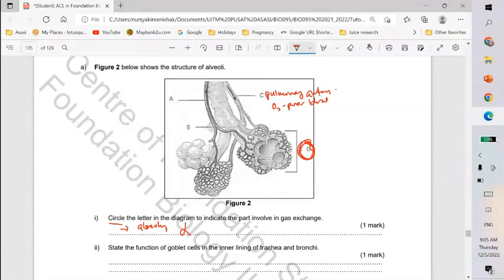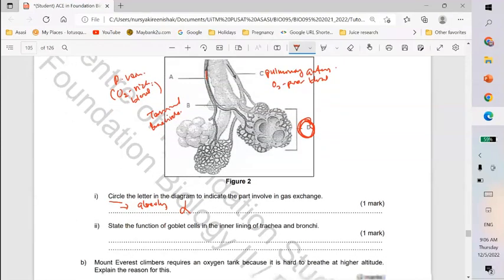So A is the pulmonary vein. Okay, so pulmonary vein, if you look at its arrow, from the lung it goes where? It goes back to the heart. So this one carries oxygen rich blood, because gas exchange has happened in the alveolus. Okay, oxygen rich blood. Okay, so B is terminal bronchioles. Okay, bronchioles.